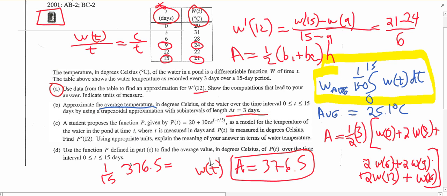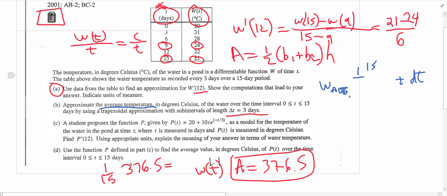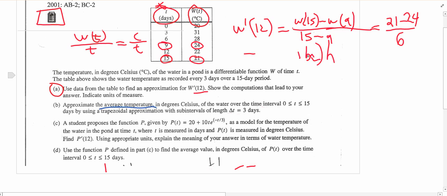Alright, I think I should have pulled the calculator up on the screen, but I think everyone's pretty good with this part. So let's take a look at part C. It's kind of a long problem. Part C is giving us an equation, and they're telling us that this is a model for the temperature of the water in the pond at time t, where t is measured in days and P of t is measured in degrees Celsius, and they want us to find the derivative at 12 using appropriate units. Explain the meaning of your answers in terms of the water temperature.